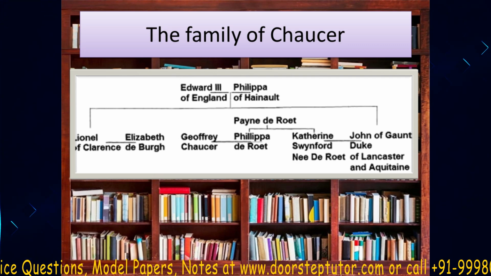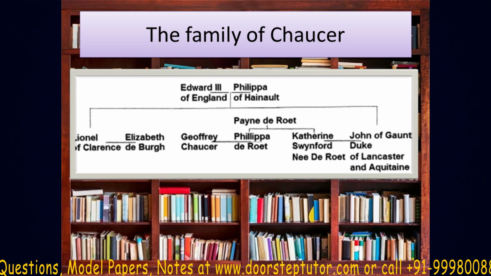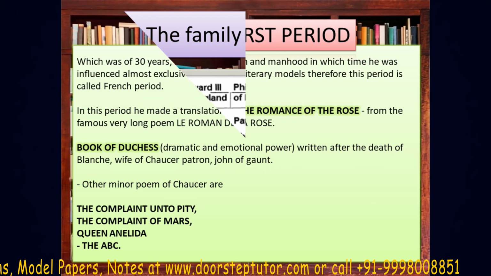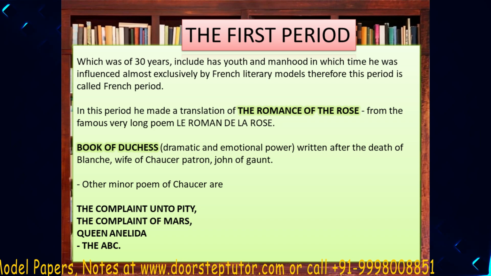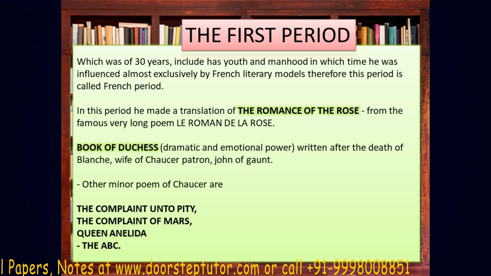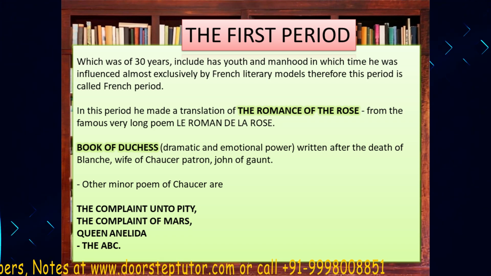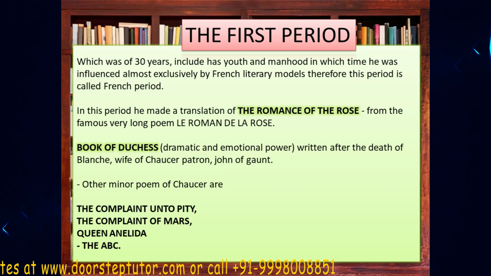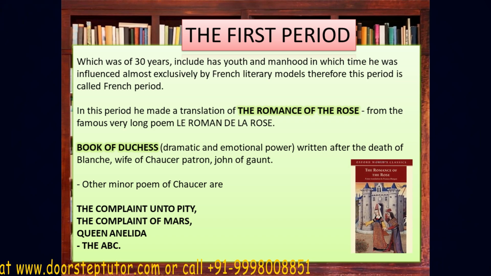Chaucer's literary works can be categorized into three stages. The first, or French period, begins in 1372. He wrote two great books. One is a translation of a French work, the Roman de la Rose, into Romaunt of the Rose. It is an allegorical poem.